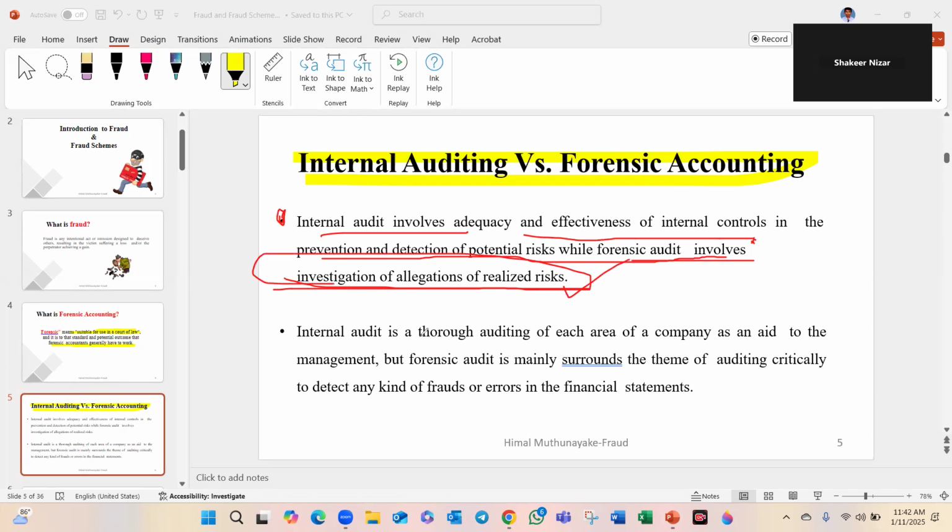Internal auditing is a thorough audit of each area of the company and aids management, but forensic audit is mainly centered on auditing critically to detect any kind of fraud or errors in the financial statements. The importance of this standard area is very high.